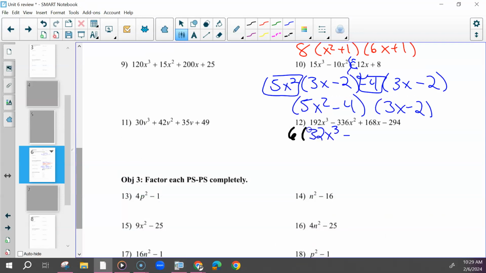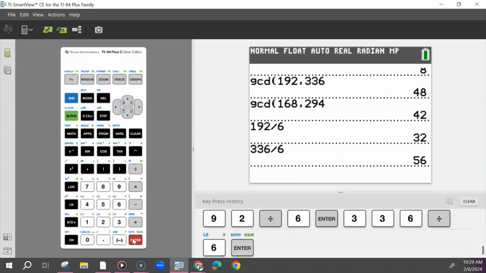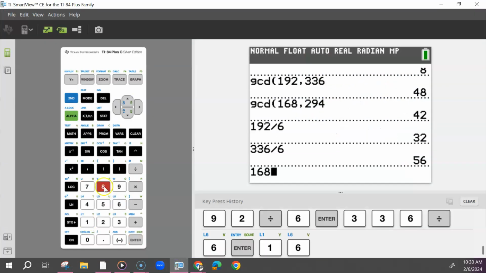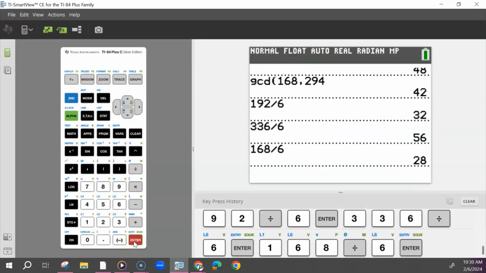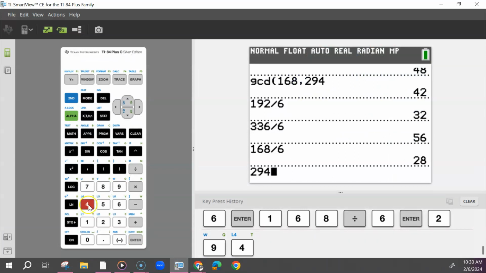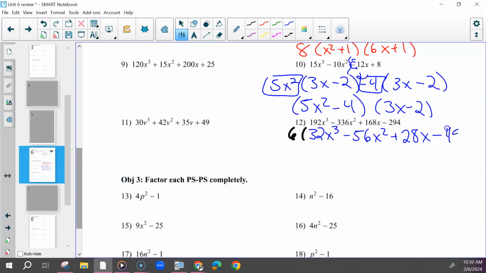x to the third minus 56x squared plus 28x minus 49. So these numbers are still big, but they're not as big as they were before, so they're a little bit more manageable.